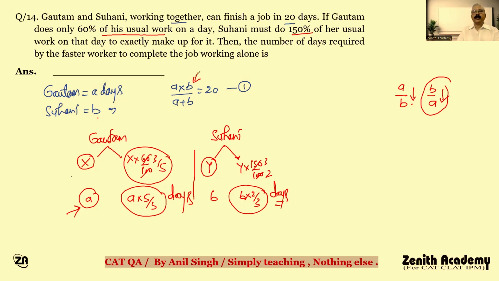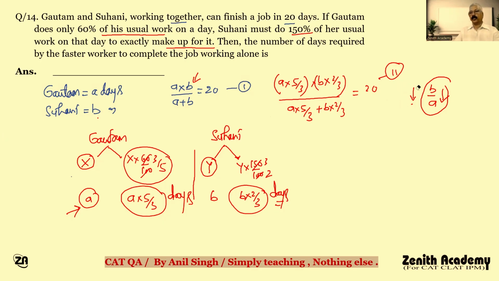Right? So here it is given that Gautam does only 60% of his usual work and Suhani must do 150% of her usual work on that day to exactly make up for it. Means now A into 5 by 3 and B into 2 by 3, over A into 5 by 3 plus B into 2 by 3. This is equal to 20. So this is equation number 2, and this equation number 1, both are equal to 20.